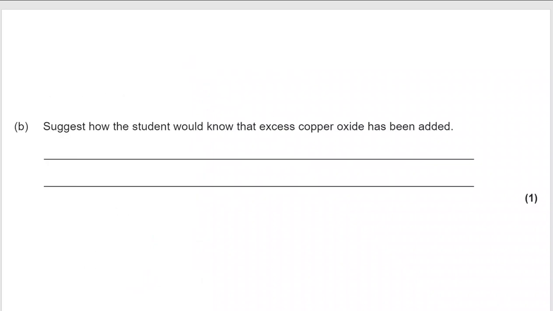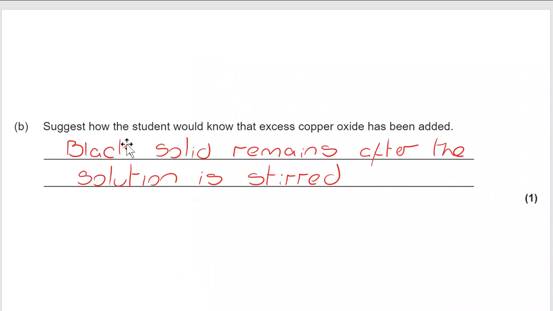How would the student know that excess copper oxide had been added? Copper oxide is a black powder. When you add it to the acid, it dissolves and we get a blue solution. But once all of the acid has reacted, we'll find unreacted black solid still in there after we have stirred it. So that would be our indication that we've got an excess. We've got more than we needed.